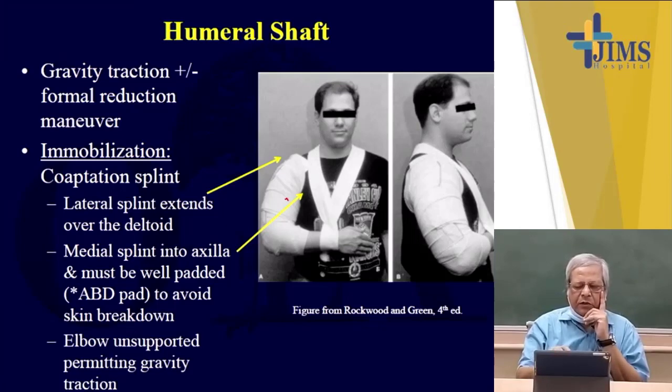Then if there is side to side displacement, that is manually corrected by pressure from outside. Then after C-arm check, if the position is acceptable, a plaster slab is applied.